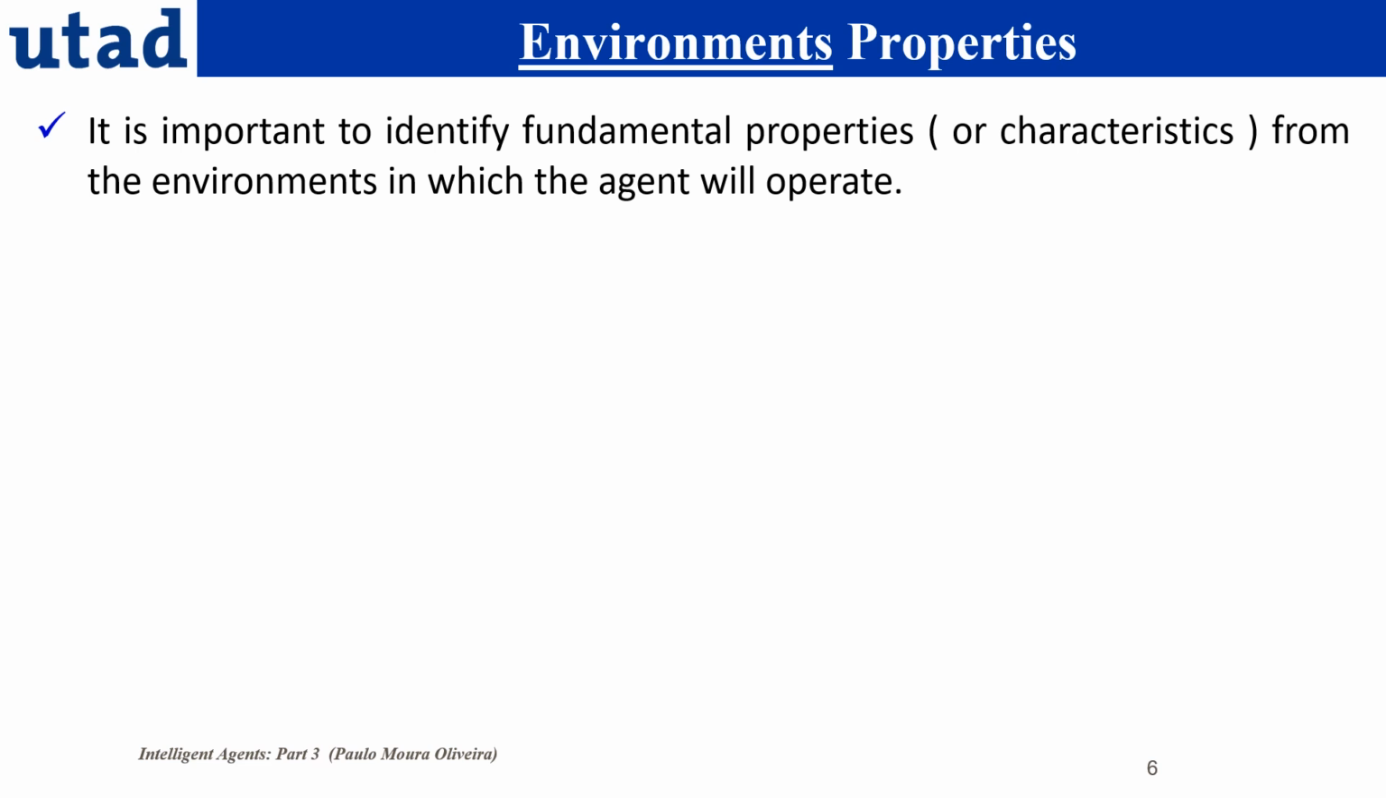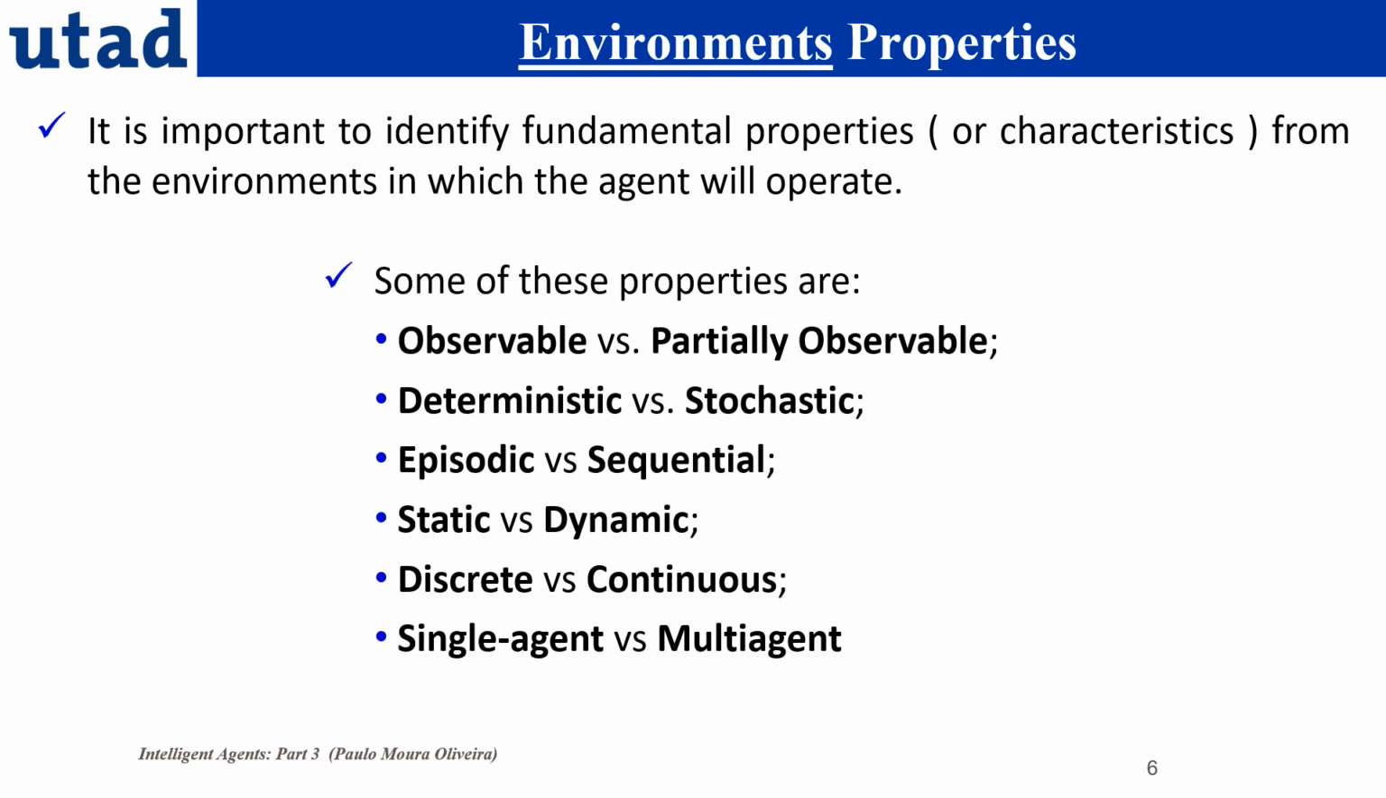The environments can be characterized with some properties. It is important to identify these characteristics, and the most common are these ones: whether the environment is observable or partially observable, deterministic or stochastic, episodic versus sequential, static versus dynamic, discrete versus continuous, and single agent versus multi-agent. We are going to see each one of these.